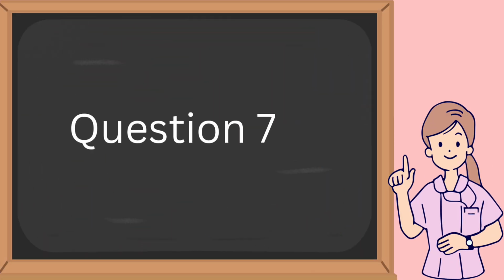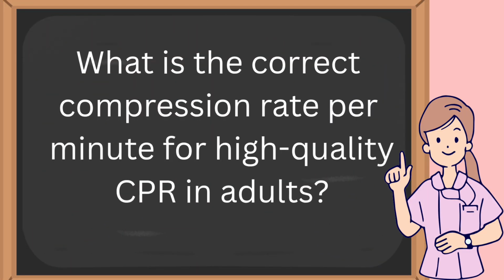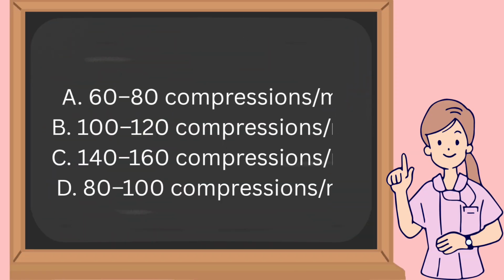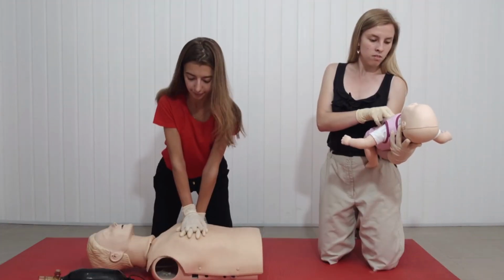Question 7. What is the correct compression rate per minute for high-quality CPR in adults? Option A. 60 to 80 compressions per minute. Option B. 100 to 120 compressions per minute. Option C. 140 to 160 compressions per minute. Option D. 80 to 100 compressions per minute.